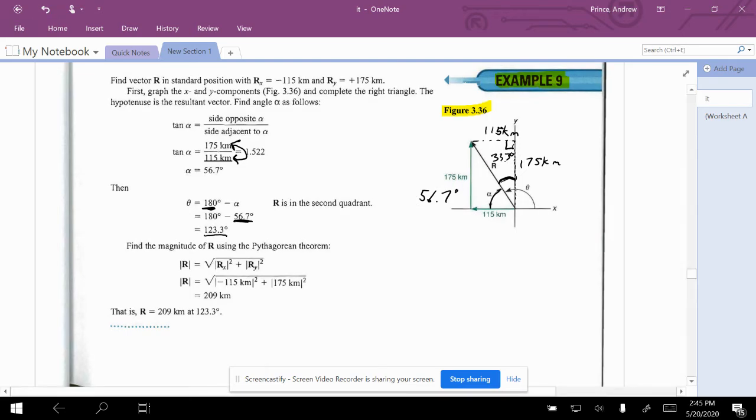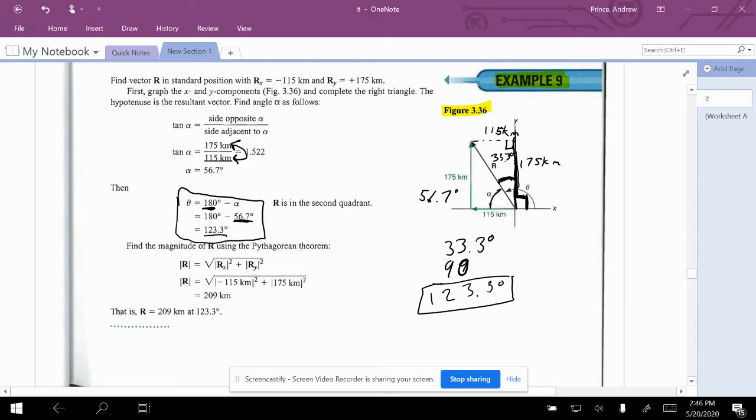And if I knew that my 33.3 degrees here ended at this y line, and that what was left over was 90 degrees, I could just add the 90 and gotten 123.3 degrees. So there's a couple ways to calculate this. Their way is a little bit cleaner if you like doing math.